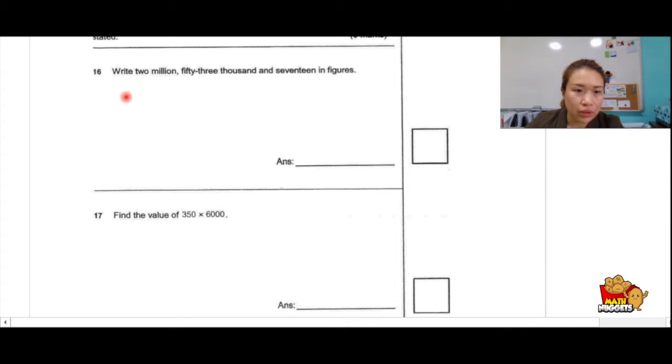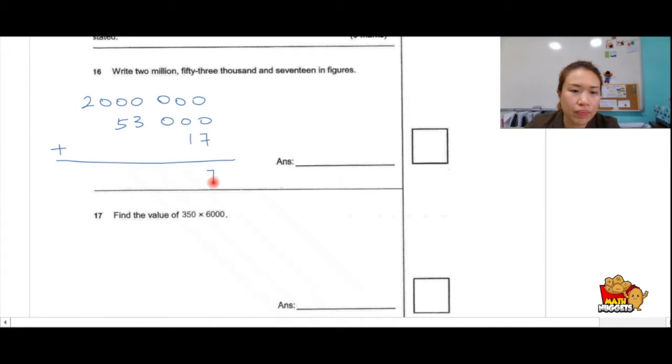Question 16. Write 2,053,017. So 2 million, million has 6 zeros. 53,000, 1,000 has 3 zeros, 53 and 17. So I'm going to add these up. So 2053017.